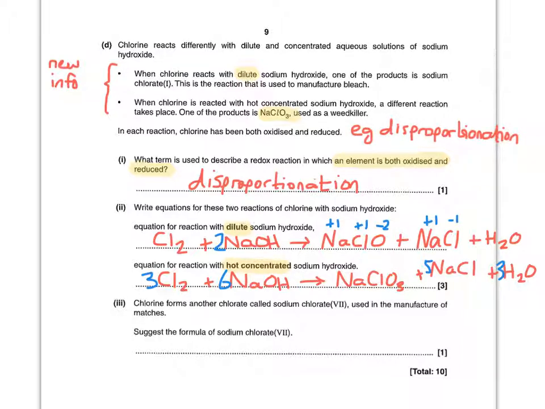So finally it says it forms another chlorate called sodium chlorate(VII). Now VII in Roman numerals, that means 7. So we have to put a sodium chlorate together that has chlorine as +7. The way we do that is to use the more electronegative oxygen, and so we put more oxygen atoms in to make sure chlorine has to take the ever more positive oxidation state. So the only way we can do it is to put 4 oxygens in.